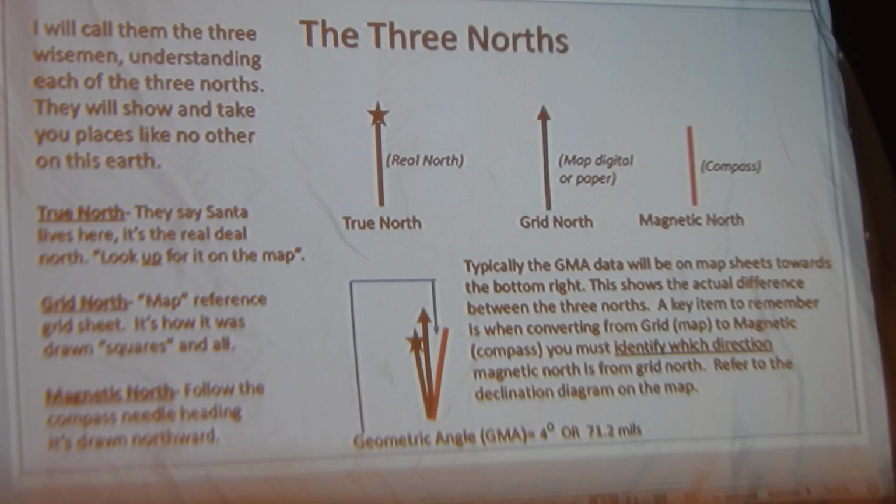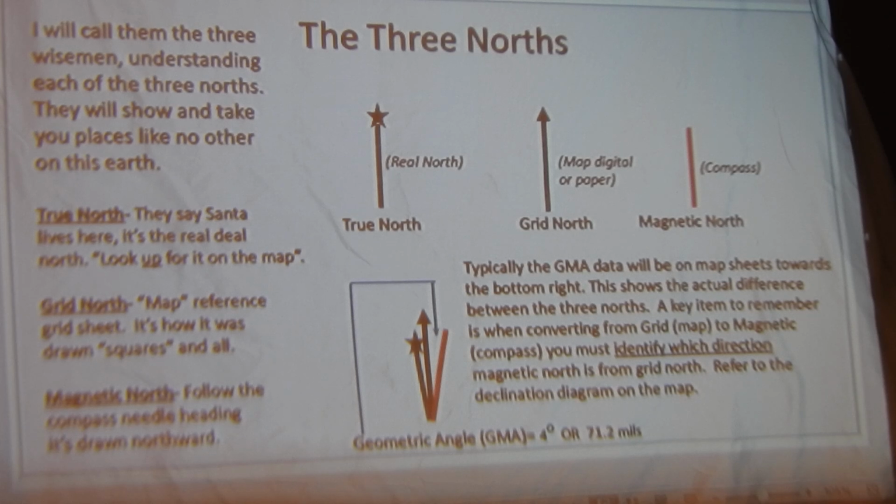The differences between them is what we call the GM angle. At the bottom of the diagram here, you'll see the difference. There's a difference in the actual location of each of these Norths, or if you were to measure an azimuth to them, there's an actual difference. Typically you can find this on the bottom of a map sheet. Not all maps will have this on them, so you need to understand that. The difference between the Norths is called the GM angle, or the geometric angle.